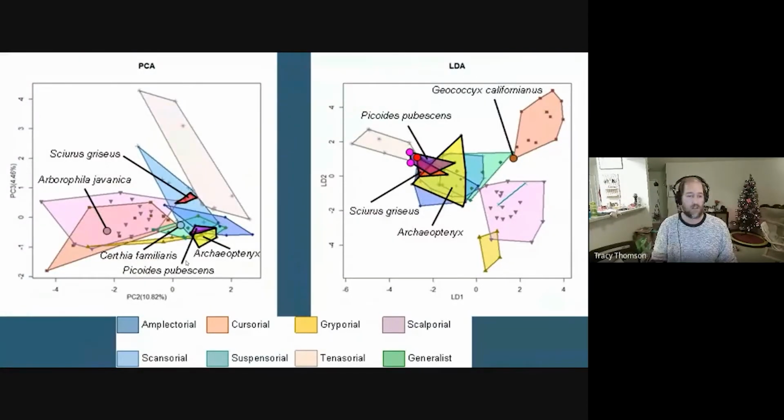And here's what it looks like. I won't talk about the PCA so much or the LDA so much, but what you can see is that Archaeopteryx in yellow is grouping close to the downy woodpecker, which is Picoides. And in the LDA, it's also plotting close to the Sciurus, which is the squirrel. So it's lining up with scansorial forms, and those scansorial forms are lining up with the other scansorial and grouping together. So this is graphically what that looks like.